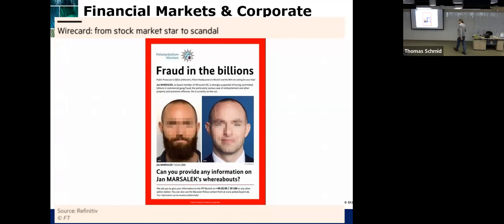I'm spending a couple of minutes on this case because I think it's really important, if you think about investments, to keep in mind that these things can happen. And again, this is not a small company. This was one of the larger German companies. This was audited by professional accounting firms, and none of them detected the fraud that was going on. So things like that do happen.